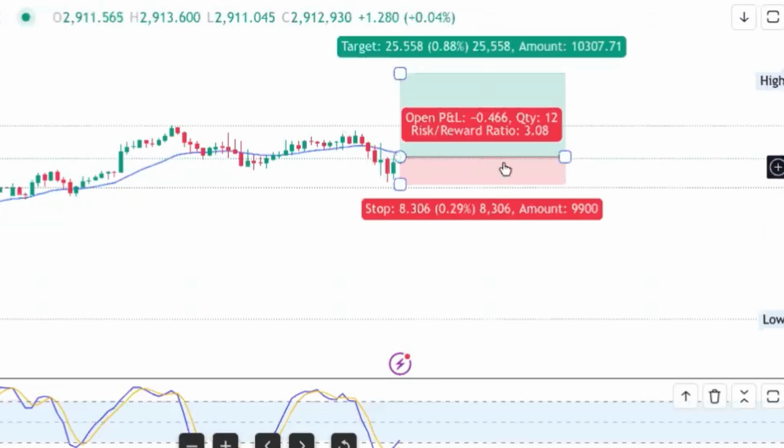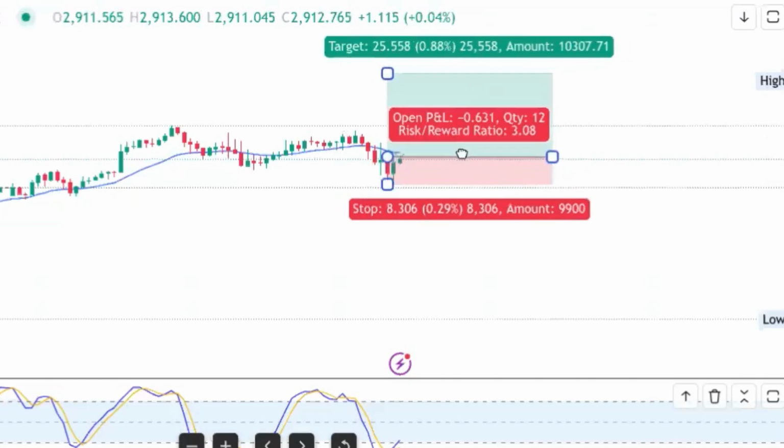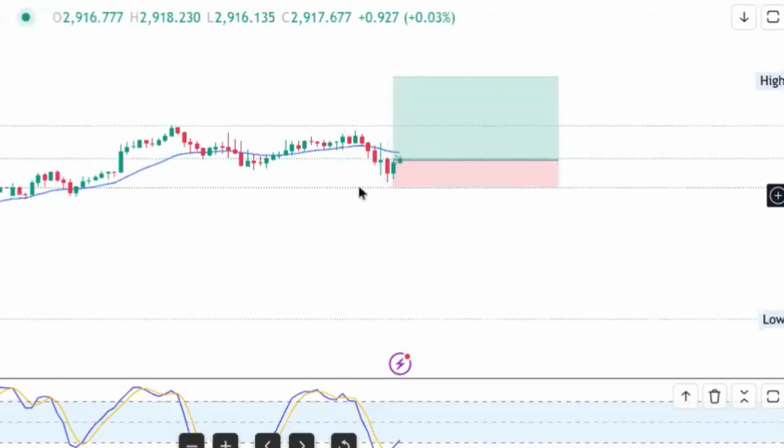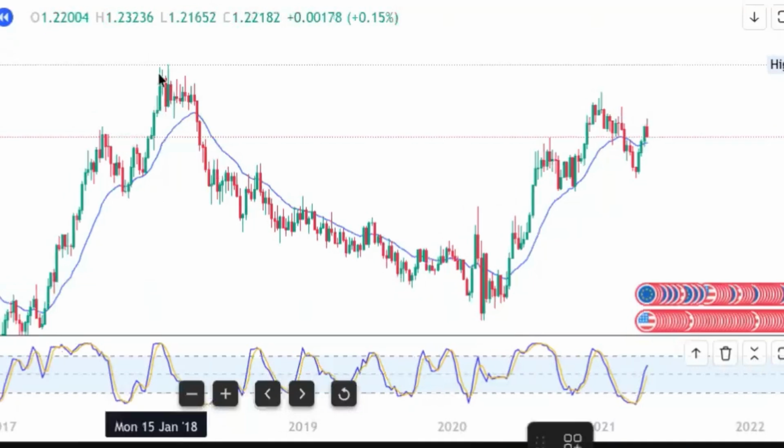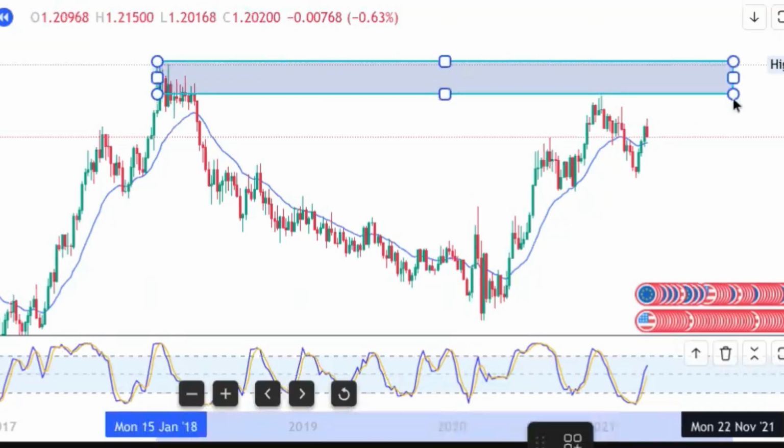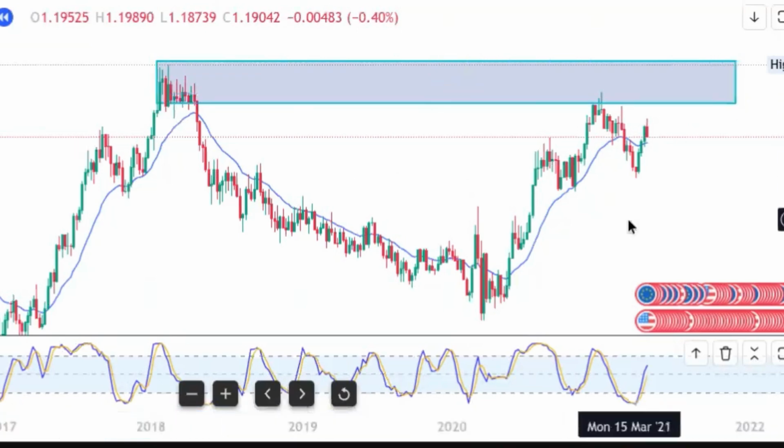And while we watch how it plays out live, let me see if I can show you something that's in a downtrend, perhaps. Let's see what we've got. All right, let's show you Euro USD. Okay, so we know that this is a clear zone here. All right.